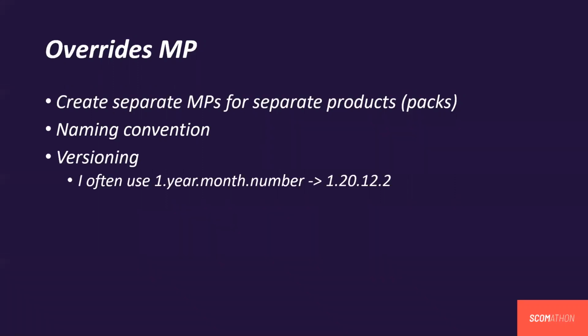Versioning of override management packs or custom management packs as well, actually. What I often use is 1.year.month.follow-up number, because I might make many changes during one day, especially if I'm creating some custom monitoring for a product. So in this case, I will use 1.2020.12.2, the year 2020, the month 12 December, follow-up number 2. And one thing to keep an eye on is notes and comments. You can actually put some notes and comments into your overrides, as we will see in a second.